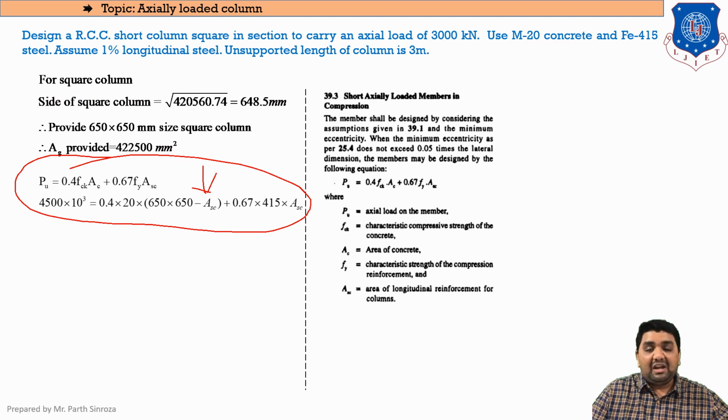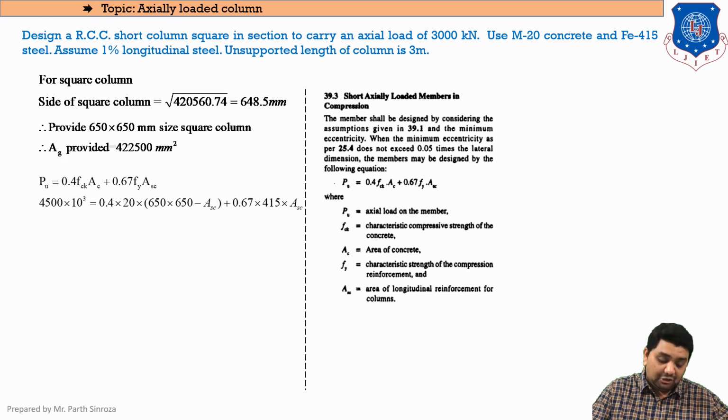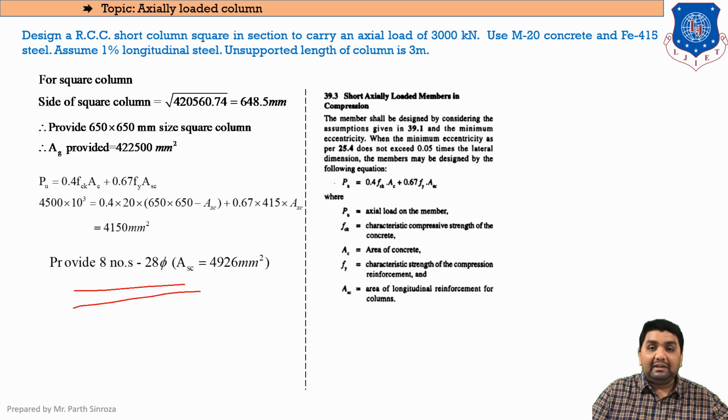In the previous step we kept the value of AG to be unknown, and in this case we'll be substituting the value of ASC to be unknown by providing the value of AG, that is gross area, that we have provided, that is 650 cross 650. So solving it, we are getting an answer of 4150 mm square, and thereby providing the steel content, we are getting 8 numbers of 28 mm diameter.